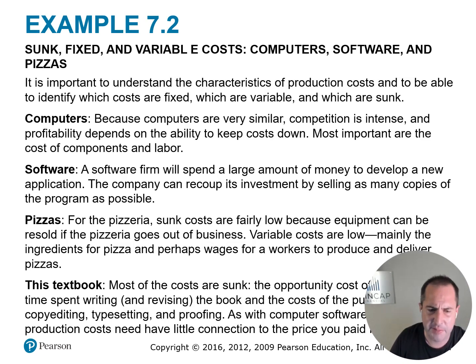It just gives a couple of examples here. Because computers are similar, competition is intense, and the profitability depends on the ability to keep costs down. Most important are the costs of components and labor. So is that a fixed cost, variable cost, or a sunk cost? We'll revisit that in a second. A software firm will spend a large amount of money to develop a new application. The company can recoup its investments by selling as many copies of the program as possible.